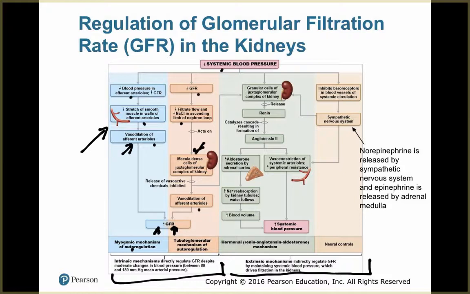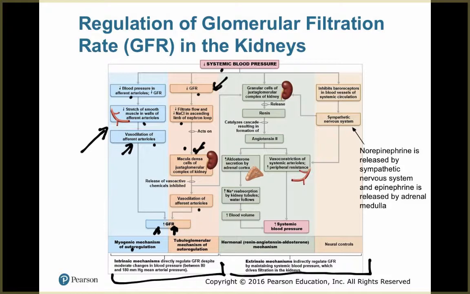So they dilate, or vasodilation. Here they notice that essentially the filtration rate is lower, so it's going to turn on these cells in the kidneys to help with vasodilation. Now that's the intrinsic controls.